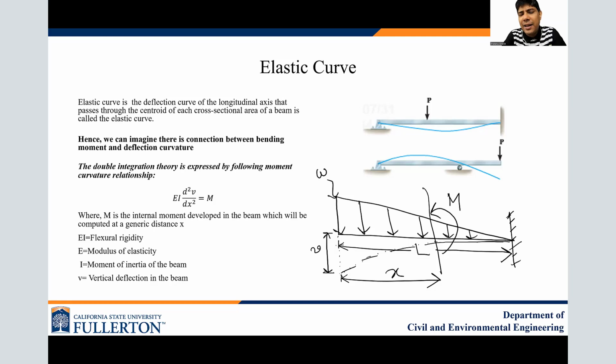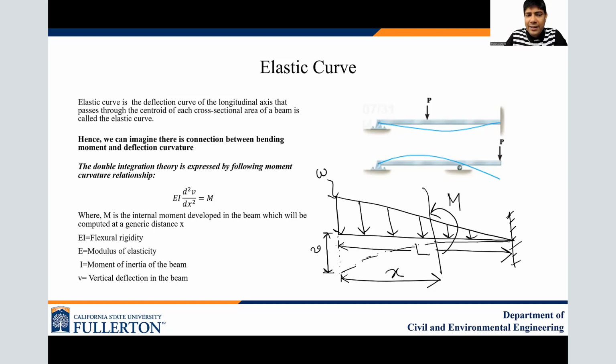We can imagine that there is some connection between the bending moment and the deflection curvature, because the load creates some bending moment in the beam and that bending moment will create some amount of deflection in the beam. Since they are related to each other, that's how the double integration theory has been developed. The theory is expressed by the moment curvature relationship, given in the equation EI d2v/dx2 = M.